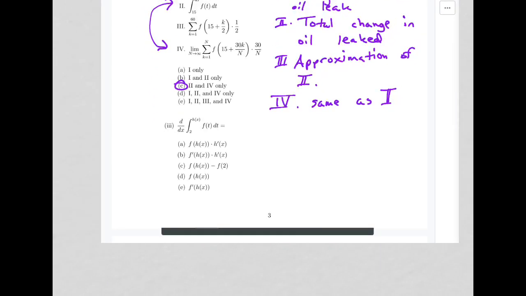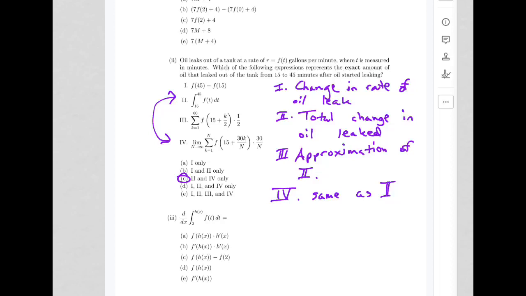Okay, let's look at this next one. Actually, no, let's not look at this one. It's kind of interesting, but no, we're not going to do that. That is Fundamental Theorem of Calculus Part 2, and it is not on your quiz.